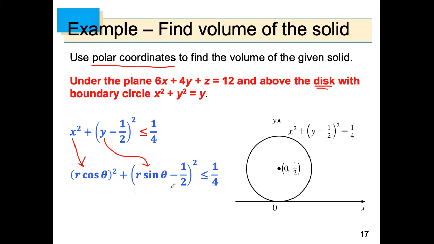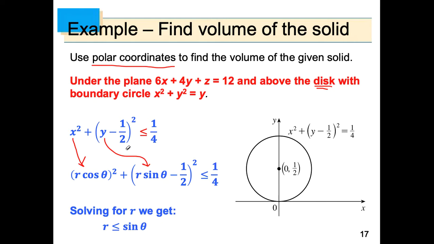And then all we simply do here is square the r cosine theta. We square the quantity r sine theta minus 1/2 by expanding and foiling out. And then simply solve for r. So again, take this inequality here, and we're going to solve for r. And after this crazy mess, we end up very simply getting that as long as r is less than or equal to sine theta, then we know what our boundaries are.